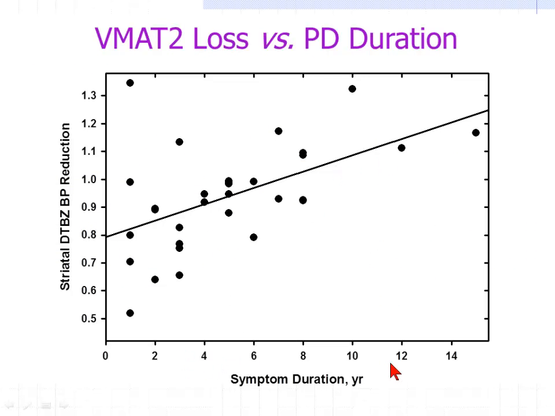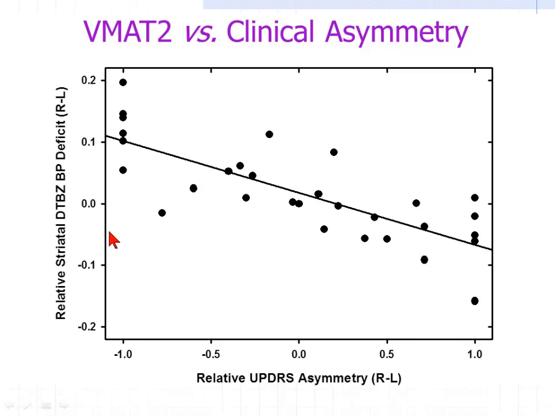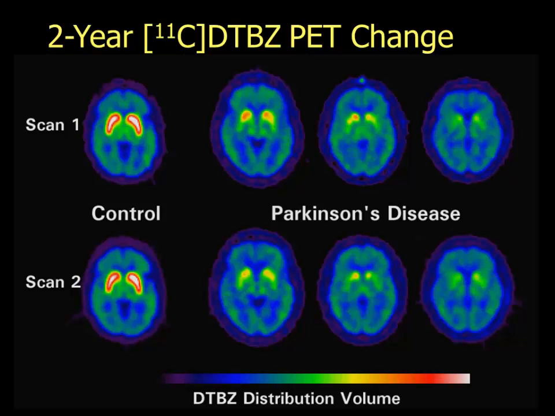So here's the duration of symptoms of Parkinson's disease in years, and here is the degree of reduction of binding, where this is a high reduction and this is very little. So this is highly significant. This shows right hemisphere, left hemisphere asymmetries in binding are reflective of the side of the body and how asymmetrical the movement disturbance is.